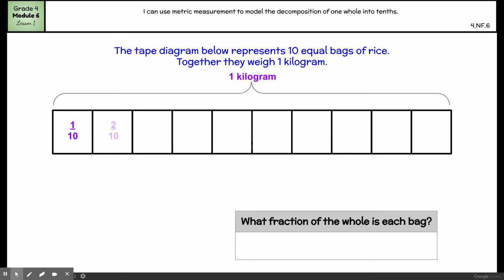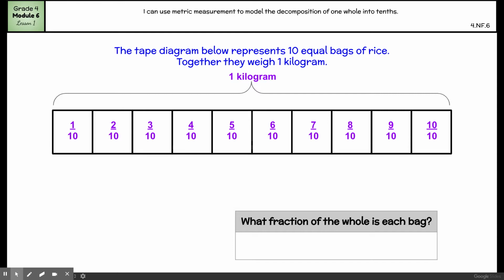If I have 2 bags, it's 2/10. 3 bags is 3/10. 4 bags is 4/10. 5 bags is 5/10. 6 bags, 6/10. 7 bags, 7/10. 8 bags, 8/10. 9 bags, 9/10. And 10 bags is 10/10, which we know is one whole. And in this case, one whole is 1 kilogram.